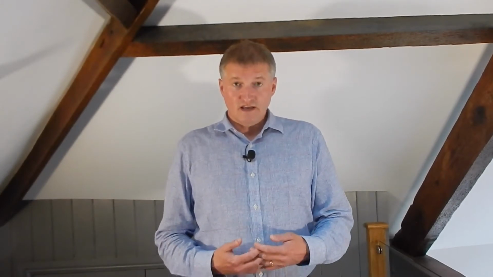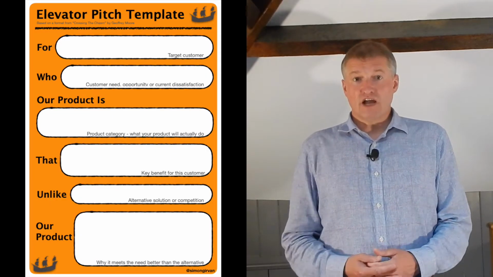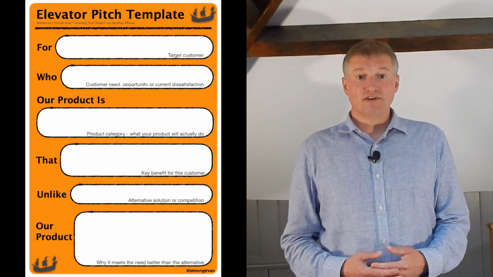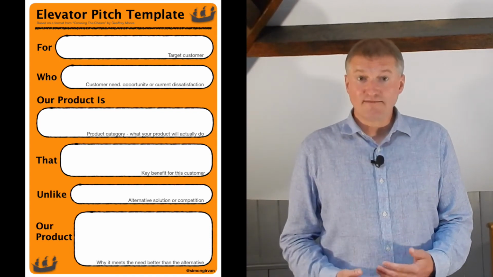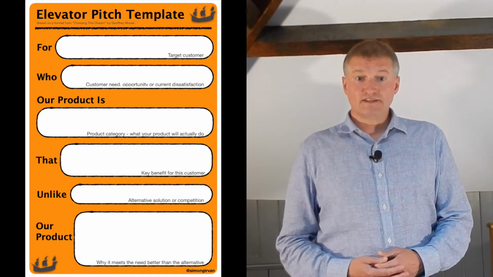Why it's important is because it gives you 7 different perspectives to understand what your product is and why you're building it and who it's for. This is the structure. For a target customer who has some need or some opportunity has arisen regarding them, our product is a description of what category or what type of product you're providing. That, now you describe the key benefit.